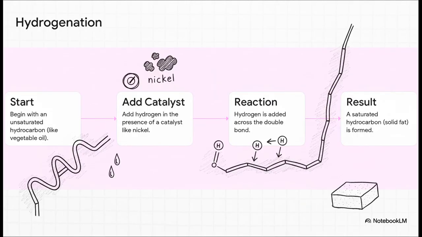Now, this is a perfect real-world example, something you've definitely seen without even realizing it: making margarine through a process called hydrogenation. You start with a liquid, unsaturated vegetable oil. Then, you bubble hydrogen gas through it with a little help from a catalyst. See that nickel symbol right there? That helps the hydrogen atoms add themselves across that now open double bond. And the result? You get a saturated, solid fat.